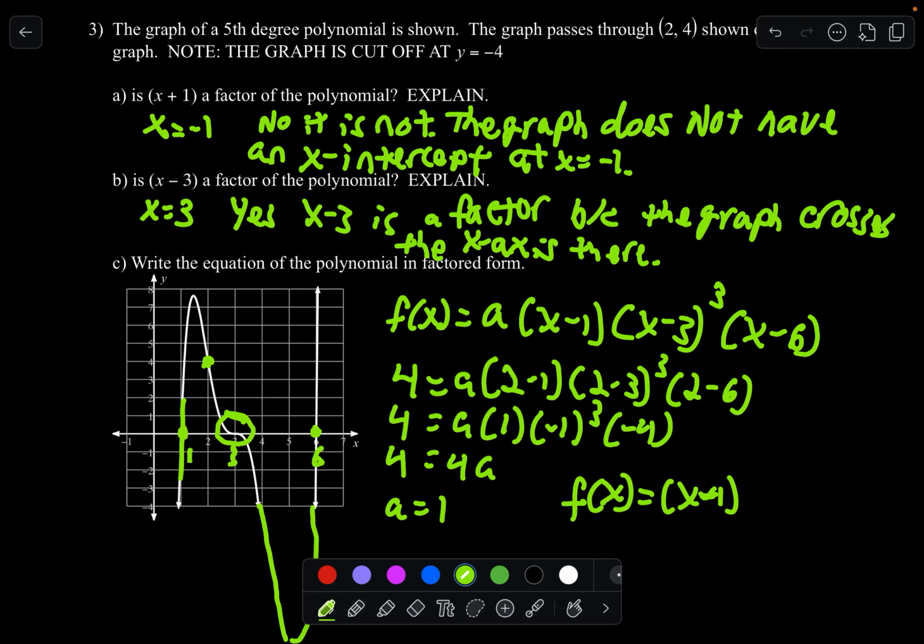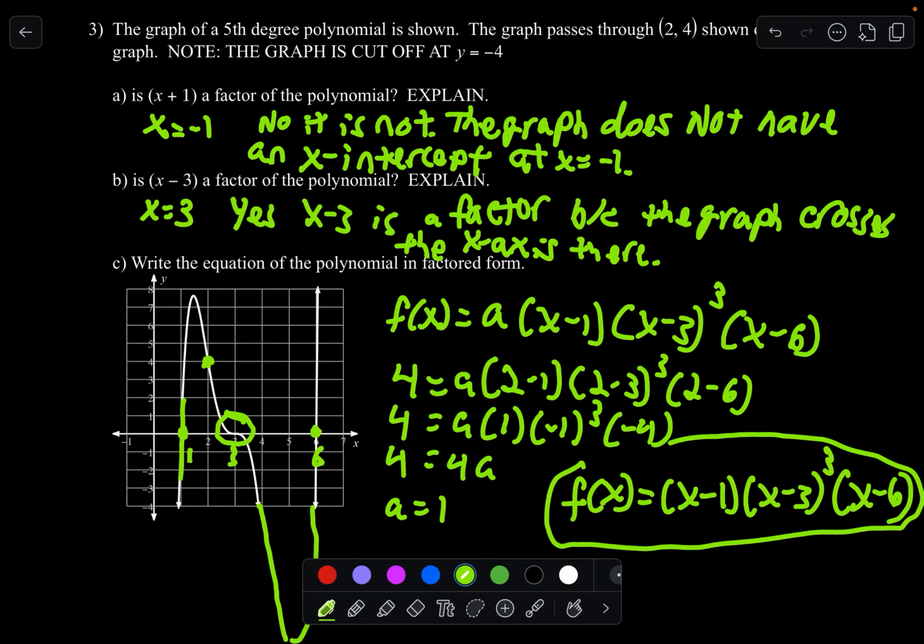It was a little bit tricky with the little hitch at x equals 3. You had to recognize that to be a cube, not a square. A square is a bounce, and to the first power if it passes straight through. I am not asking you to write this in standard form, so don't worry about trying to multiply all these factors together. And that's your answer.